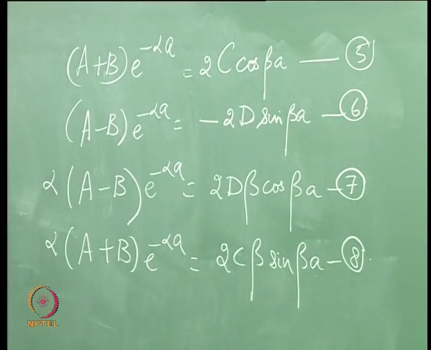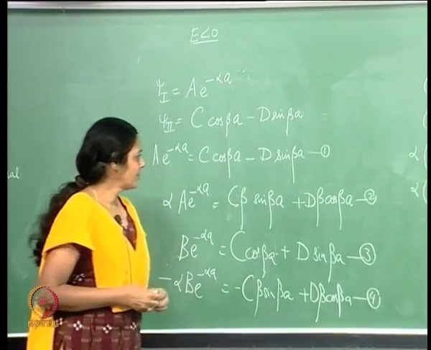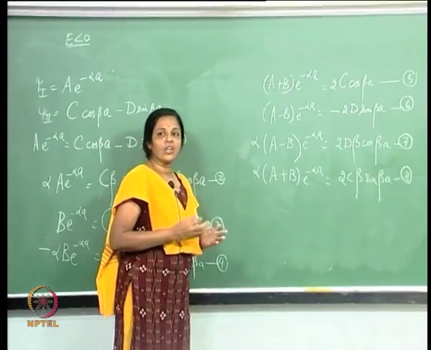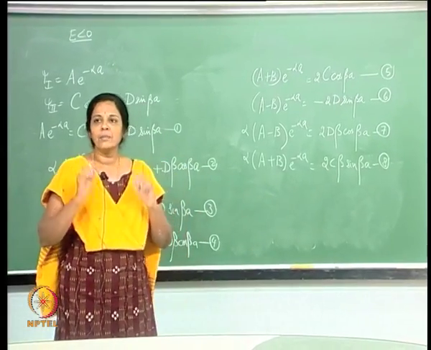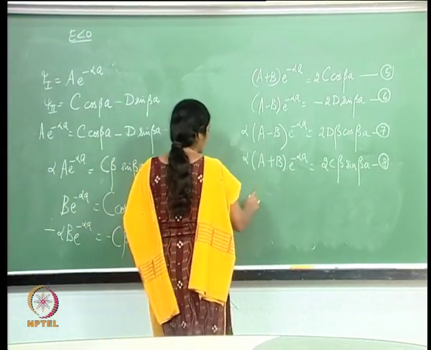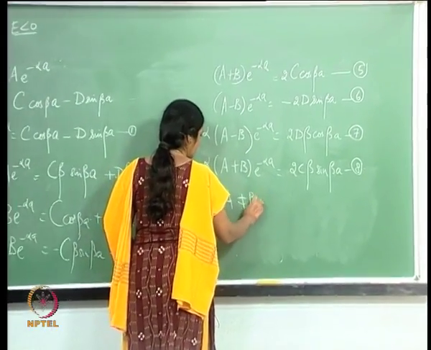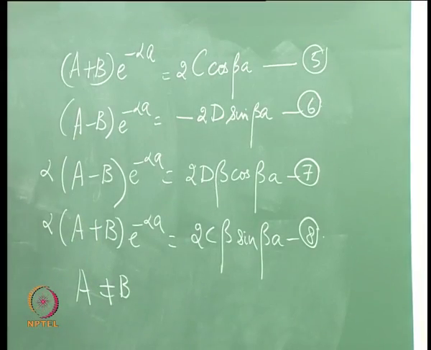This is what I have. Now, given these 4 equations, let me start off by saying that A and B are non-zero, which means these terms survive. So A minus B is not equal to 0.